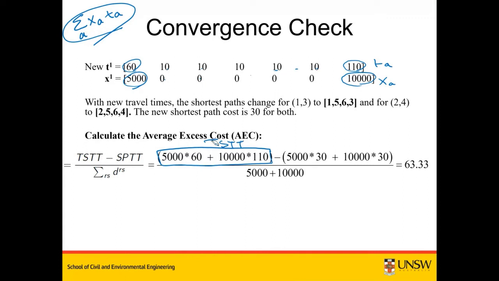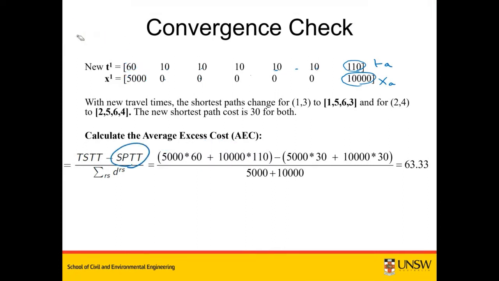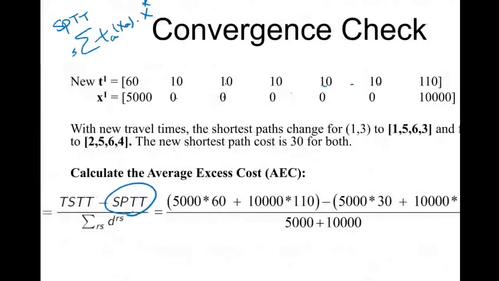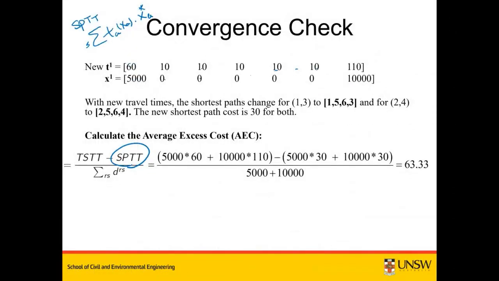But how can I calculate this SPTT? What was the formula for SPTT? The SPTT formula was the summation of TA XA star, multiplied by X star A. So that means if we assign everybody to the shortest path, and then we use that volume multiplied by the travel times.